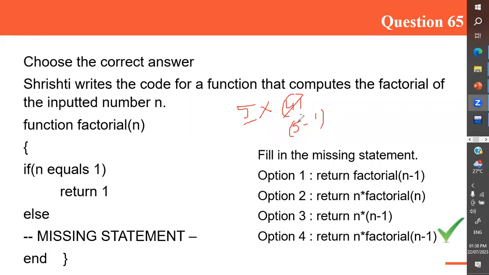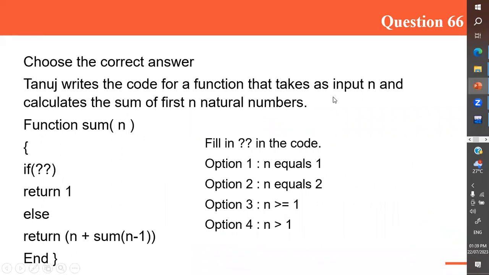Like that, 5 into 4 into 3 into 2 into 1. Instead of that, can I write 5 into 4 factorial? Obviously, right? I can write it, which is nothing but 5 into (n minus 1) factorial. That only we are calling through recursion. Got it? Cool. Try this, everyone.